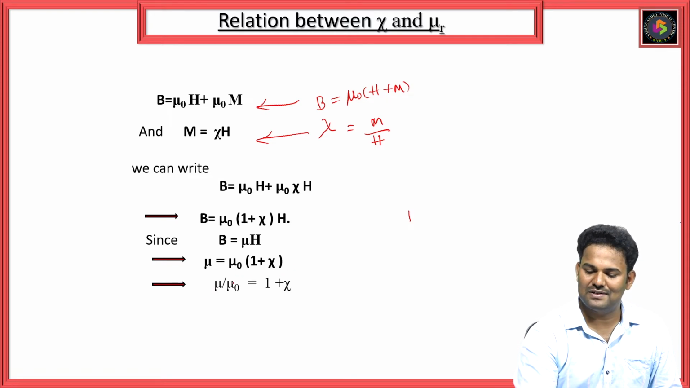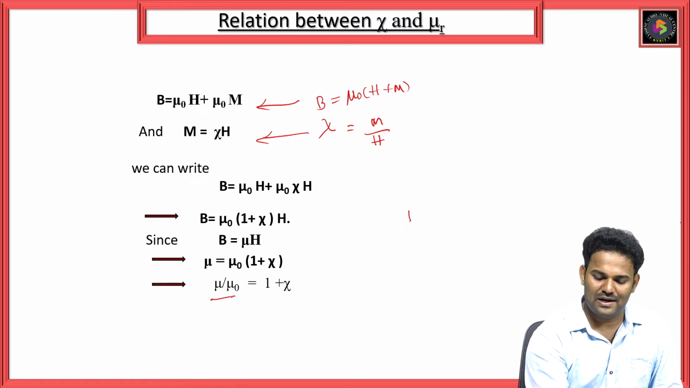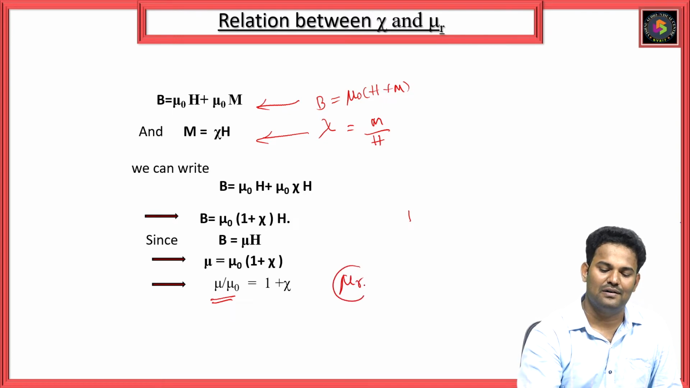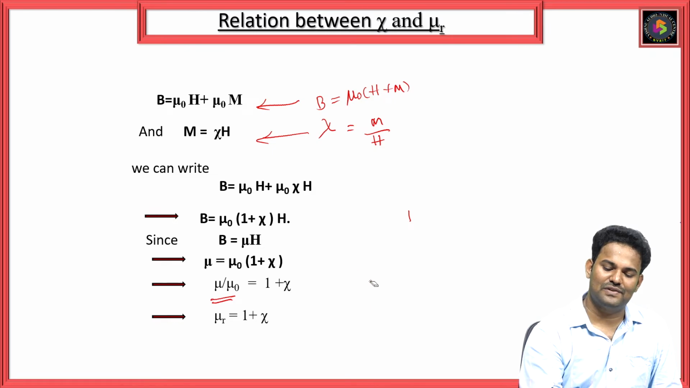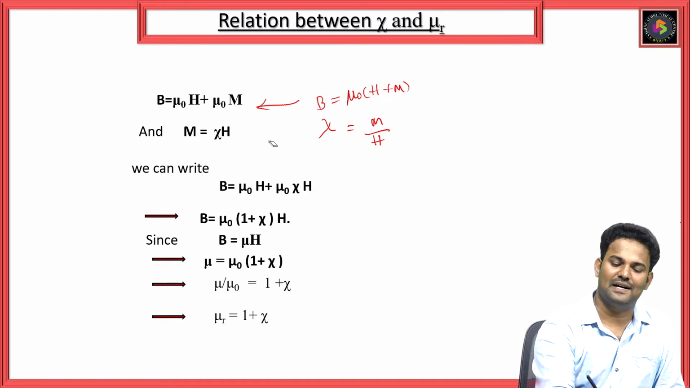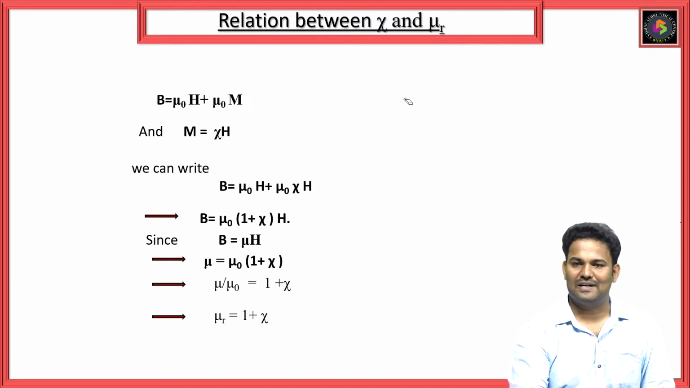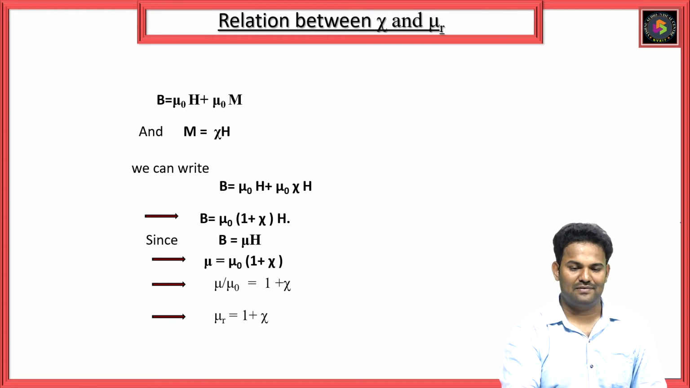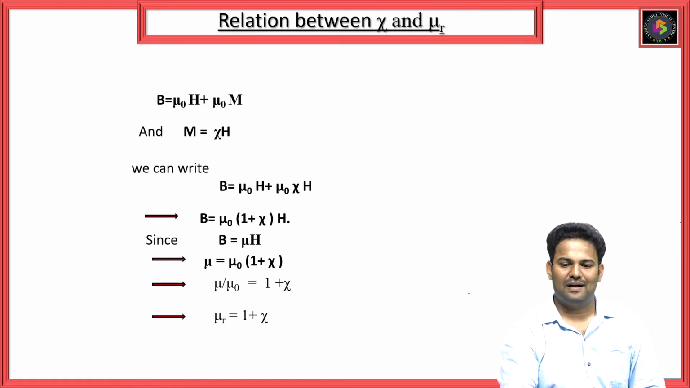This means mu by mu naught is equal to, you can send the mu naught to the left side, mu by mu naught is equal to 1 plus Xi. The mu by mu naught value is known as relative permeability mu r, which is equal to mu by mu naught. So mu r is equal to 1 plus Xi, which means the relationship between the magnetic susceptibility as well as the relative permeability. 1 plus Xi is equal to mu r, which is the relationship between the Xi as well as the mu r.